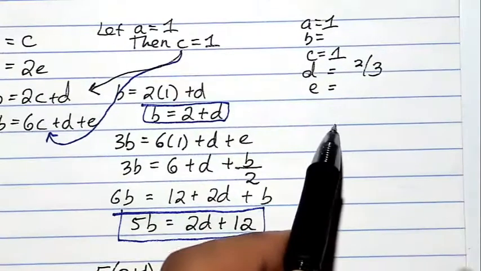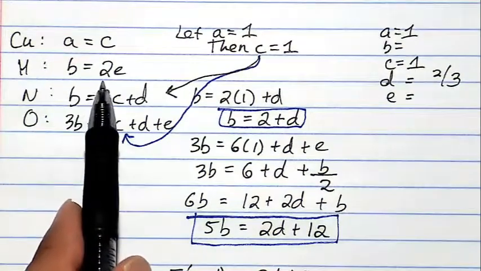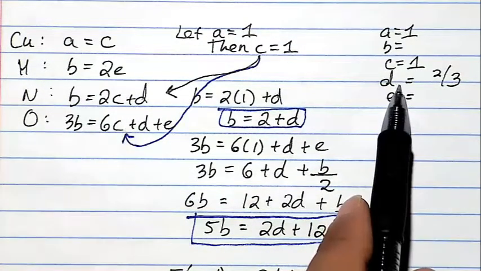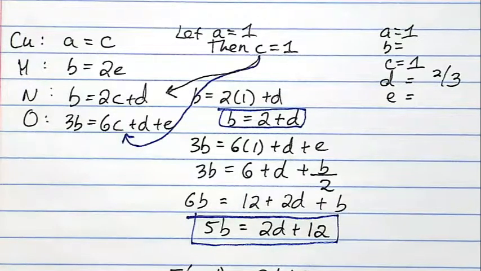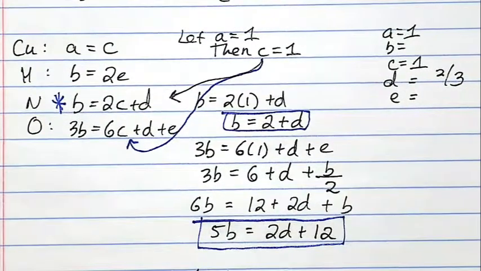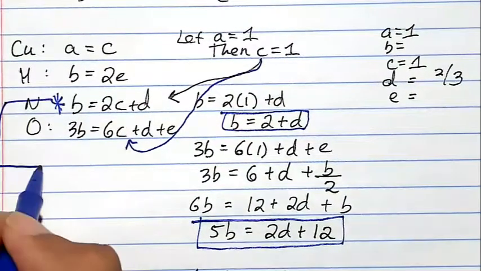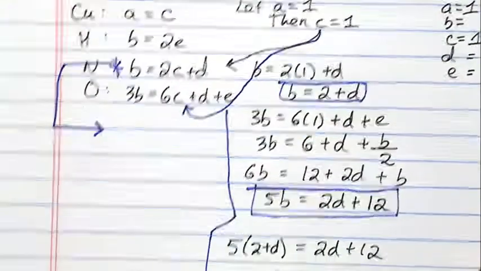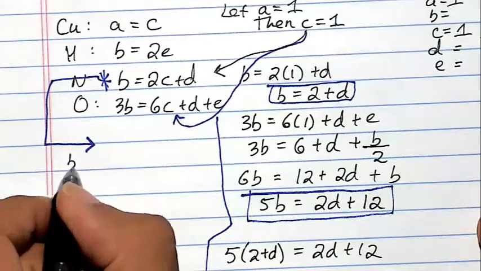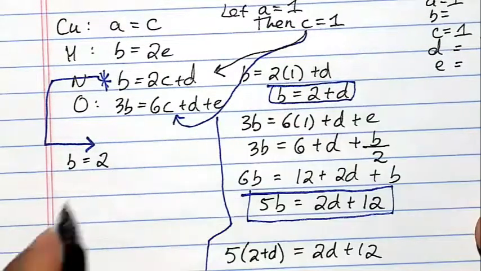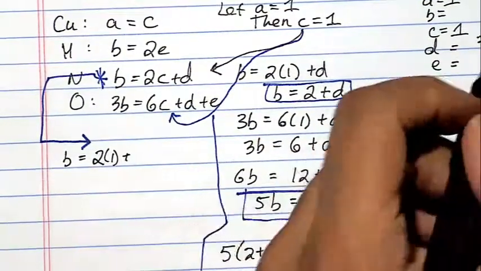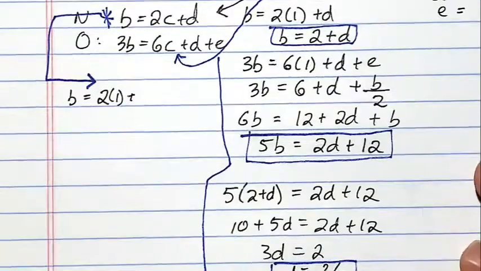Now we are left with B and E. Well, B is 2 times E, okay? B is also equal to 2C plus D. We just solved for D here, so let us use this equation here, and let's put this here so we're not so confusing to ourselves. So here B is equal to 2C. We already figured out what C is. C is 1. Plus D. We already figured out what D is. That's 2/3.